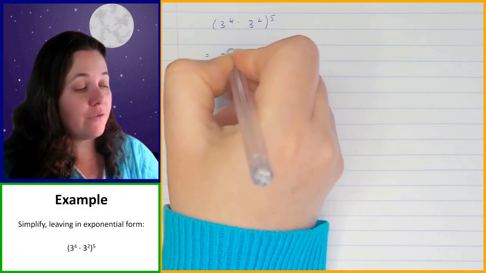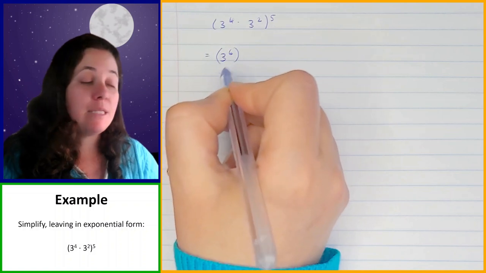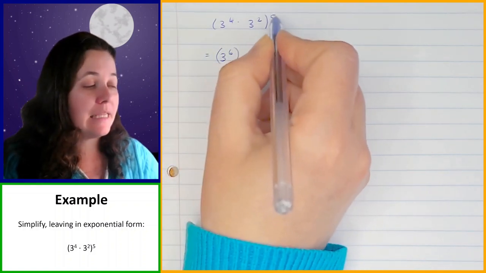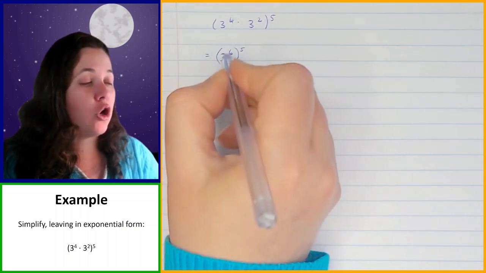So I'm going to first work out what's inside the brackets, and that gives me 3 to the power of 6. I have to keep that inside the brackets. I can't drop the brackets because I still have something outside the brackets that I have to do to it, and that is taking that power of 5 and applying that power of 5 to the 3 to the power of 6. So I can't drop the brackets yet.